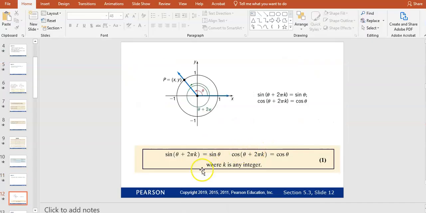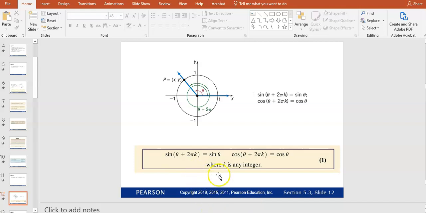Okay. My sine value is theta plus 2 pi k. And what that means is if there's a 1 there, it starts repeating at 2 pi. I can put a 2 there, it's at 4 pi, at 6 pi, and so forth. So every 2 pi it starts repeating, where k is any integer.